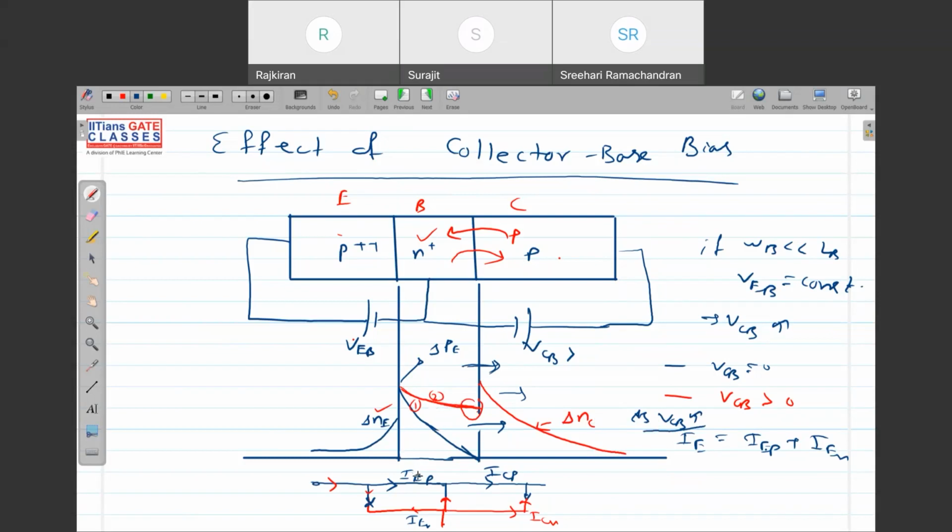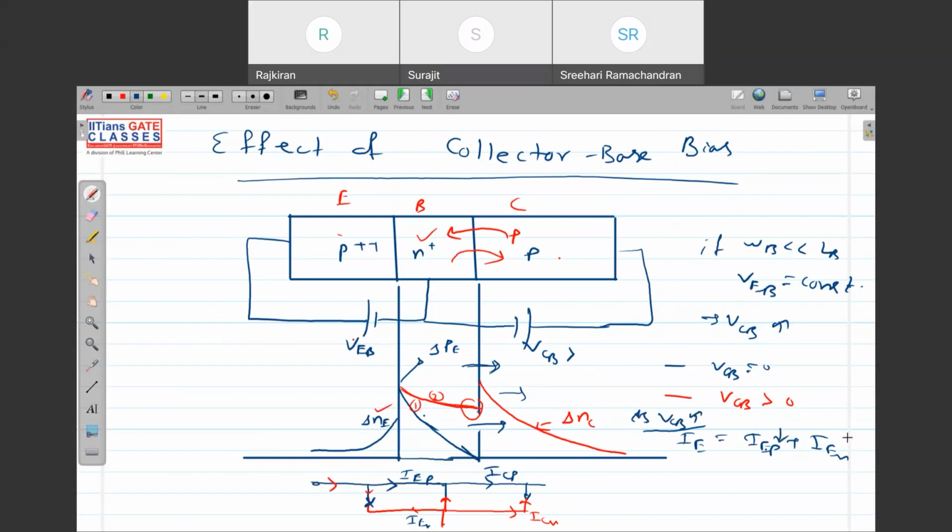See, IEP is the diffusion current in the base because of the injection from the emitter. If you see the slope here is decreasing from case 1 to case 2. So what will happen to my IEP if you go on increasing VCB? It will decrease.